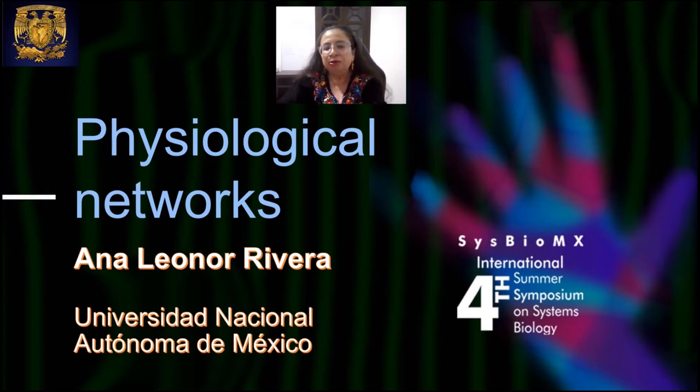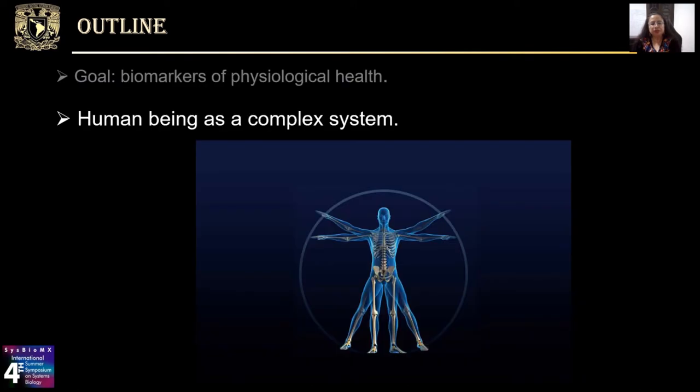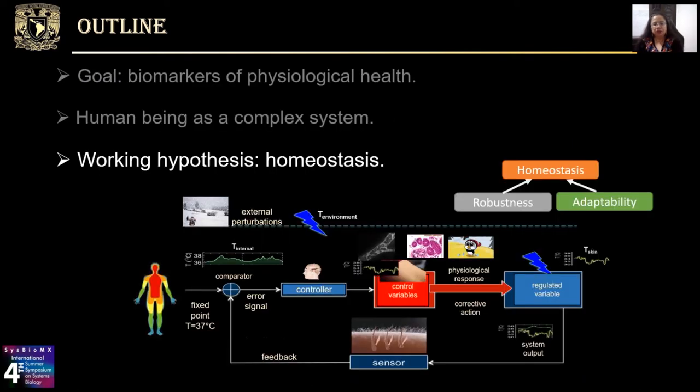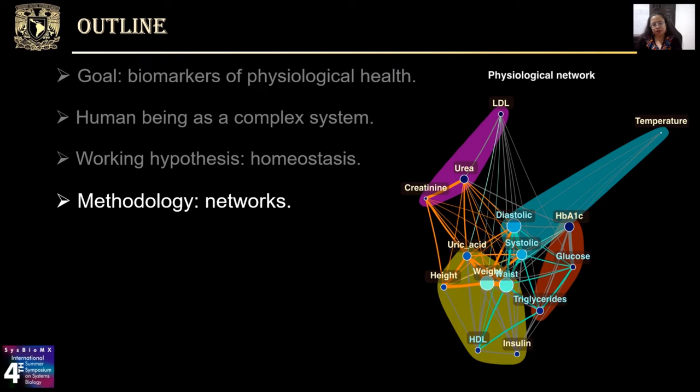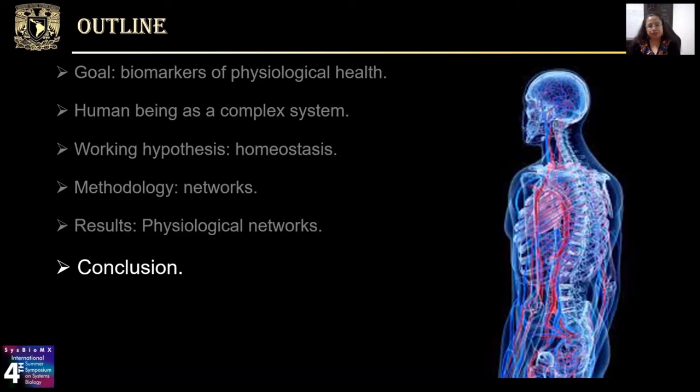I would like to thank the organizers, especially Osvaldo Resendiz, for inviting me to present the results of our group on physiological networks. We will start with our goal, that is to find biomarkers of physiological health, considering humans as complex systems. Our working hypothesis is that human beings are in a dynamic balance, and our methodology is based on networks. We will present some results on physiological networks of men, women, young and old physiologically healthy subjects, and some patients with metabolic disorders, COVID-19, and achalasia. We will end with some concluding remarks.